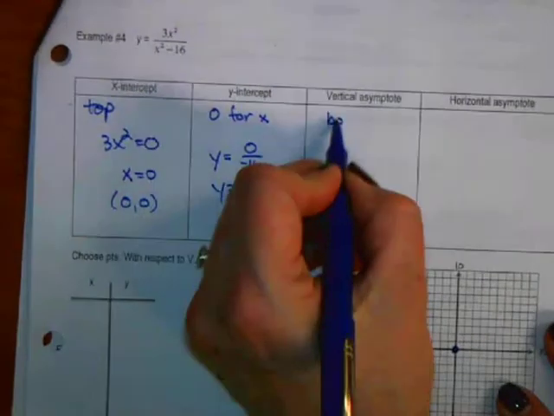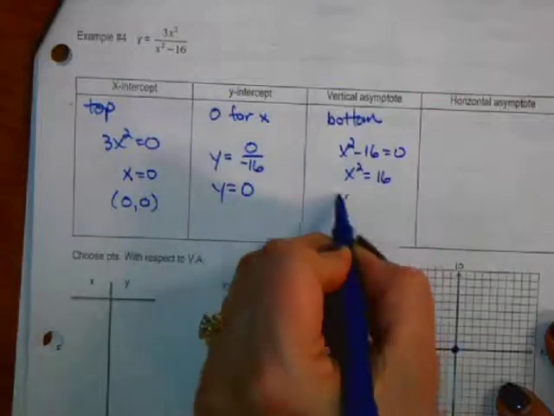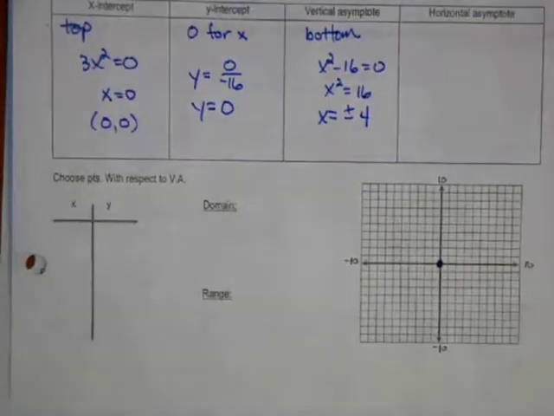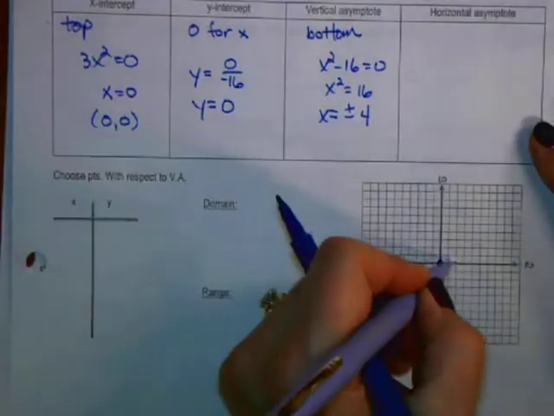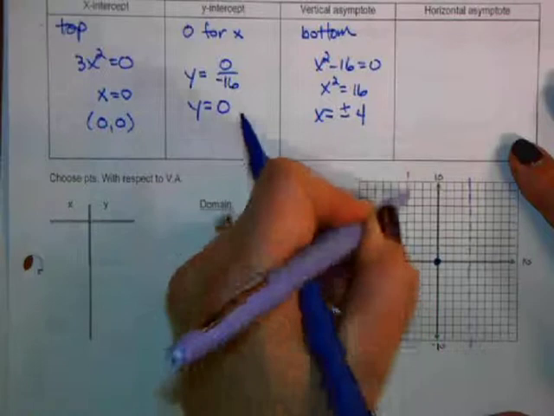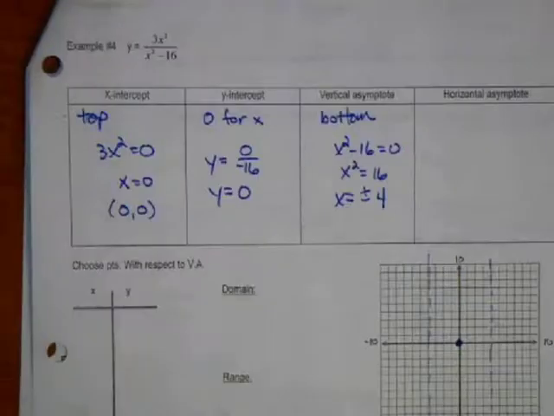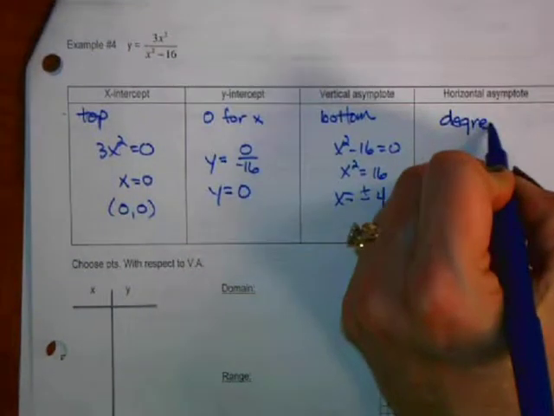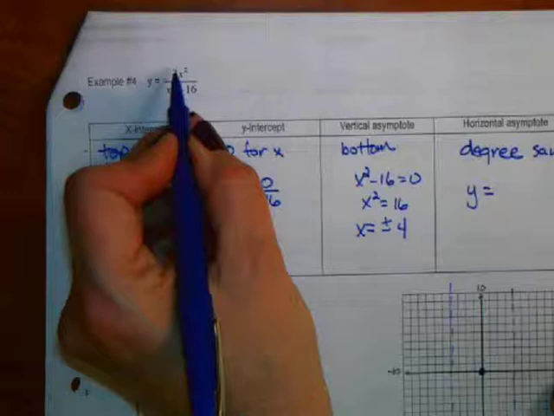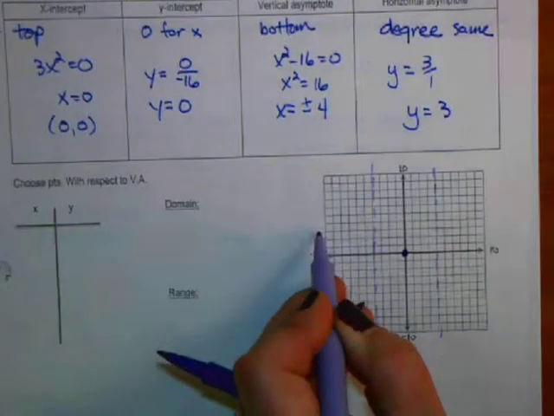Okay, vertical asymptote is based on the bottom again. X squared minus 16 equals 0. X equals plus or minus 4. Okay, there's your asymptotes. You notice the degrees are the same, so it's the ratio of the leading coefficients. Y equals 3 over 1. So y equals 3. So I'm going to draw a line here.